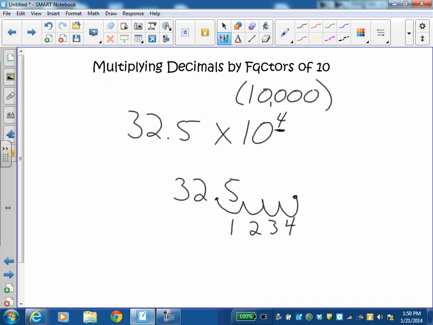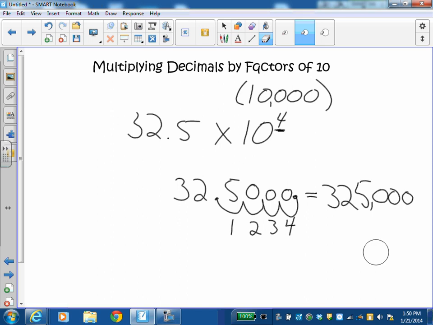These are, I call these empty buckets. You've got to fill these empty buckets with something. We fill them with zeros. This is a little confusing to look at, so I need to rewrite it without the buckets underneath it. So rewrite the number, and then you can take a look at it and see where the commas go. Okay? So we have 325,000 is what we get when we multiply 32 and 5/10 times 10 to the fourth power.